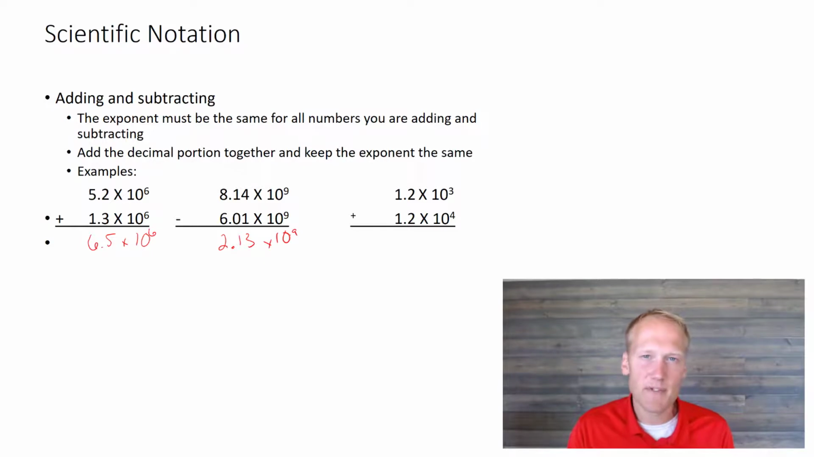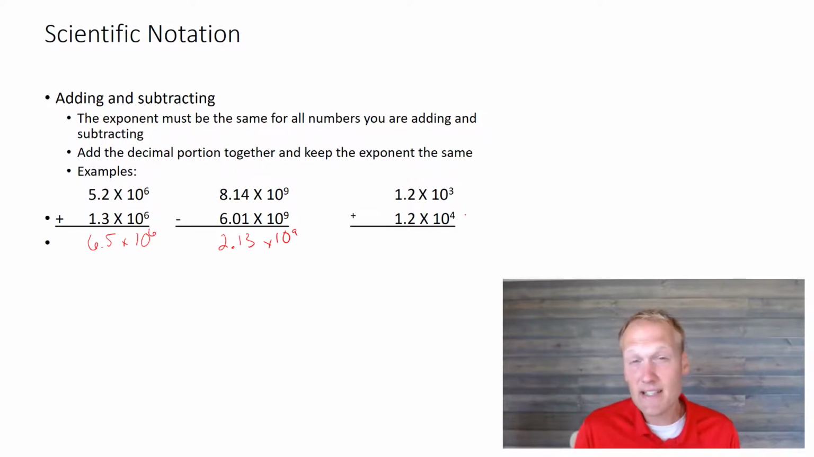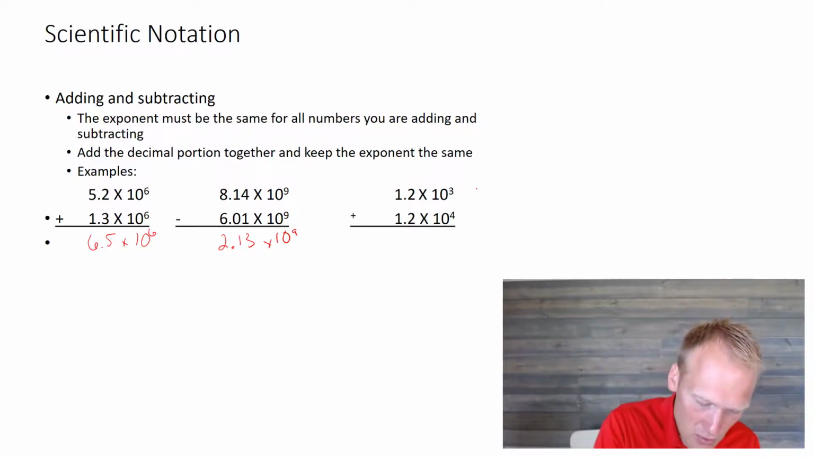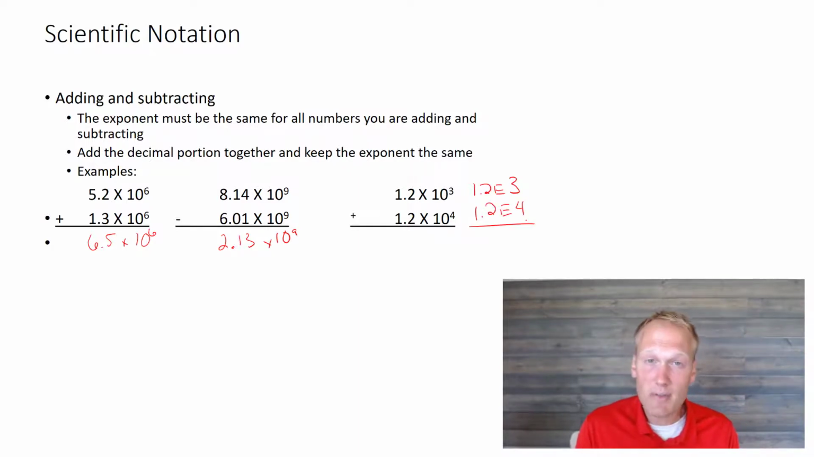The calculator becomes really useful in this last example here. And the reason is because these two numbers do not have the same exponent. And so what that means is I could try to convert these, or if I just use my calculator, 1.2 EE3, 1.2 EE4, the calculator will do the math for me, do the conversion for me so that it can be added together. And you would get 1.32 times 10 to the 4th.